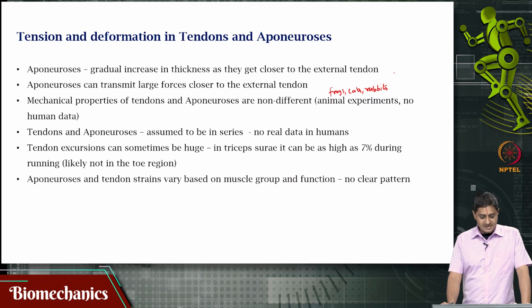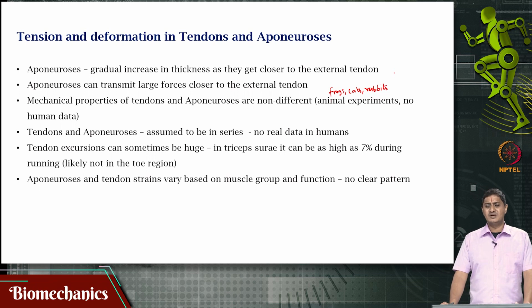Something to keep in mind is that tendon excursions or tendon elongations can sometimes be huge. For example, in triceps surae muscle, it can be as high as 7% during running. Of course, it varies between the functions that are being performed. It varies depending on whether you are walking or whether you are running. So, tendon excursions or elongations are a function of the activity that you are performing. Right? Tendon excursions can also be very large.